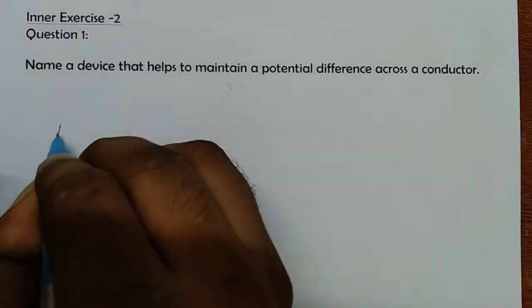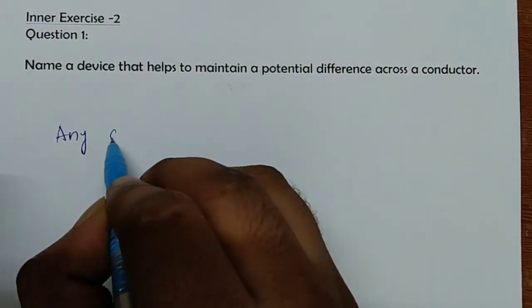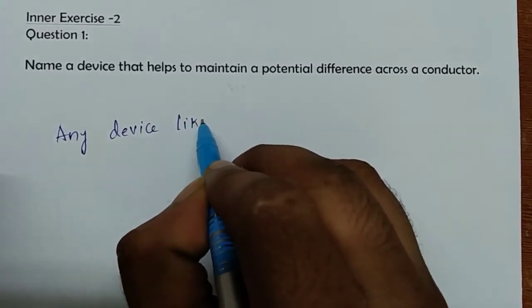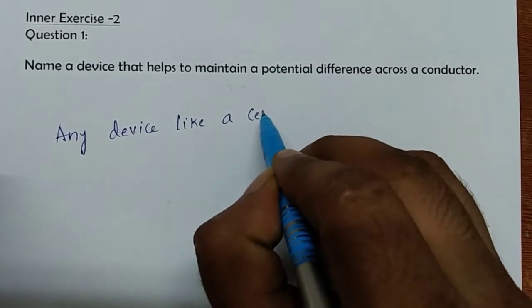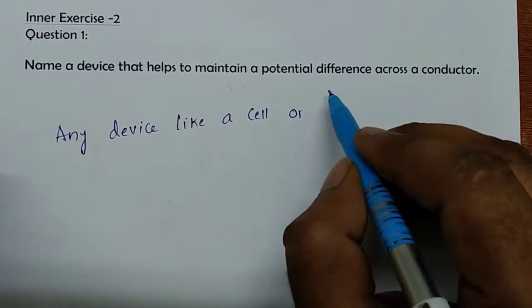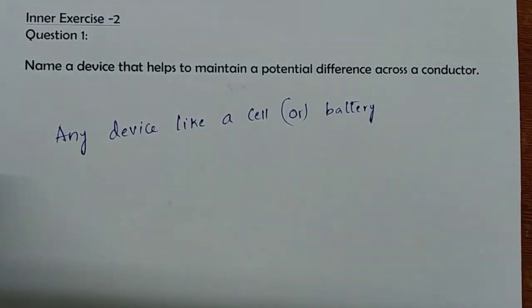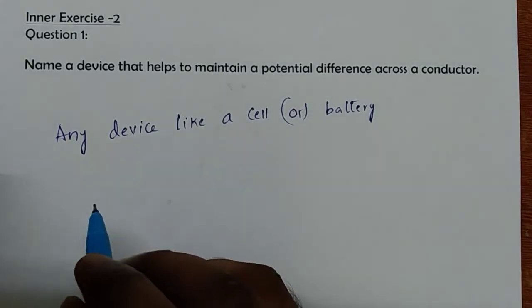We will write here: any device like a cell or battery can maintain potential difference in a circuit.